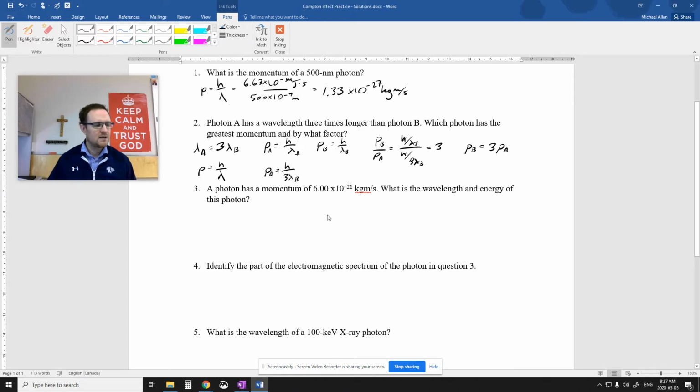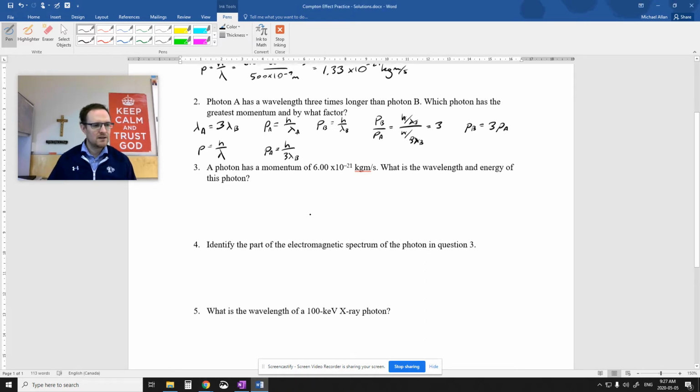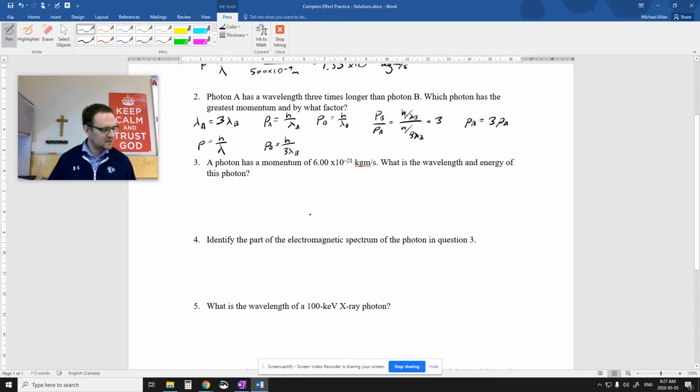Okay. So a photon has a momentum of 6 times 10 to the negative 21 kilogram meters per second. What is the wavelength and energy of this photon? Okay, so let's do its wavelength here. P is equal to h over lambda. Lambda is equal to h over P.